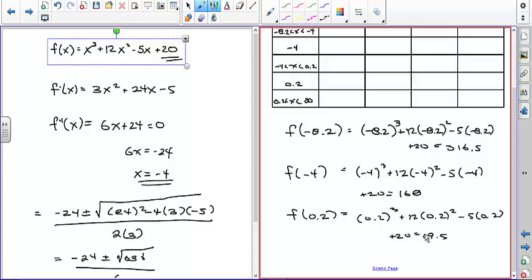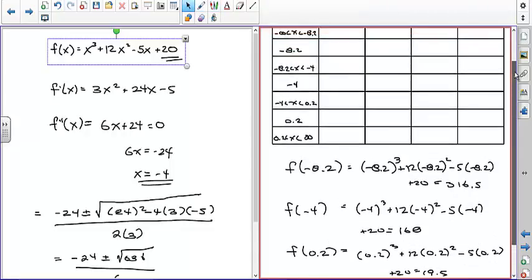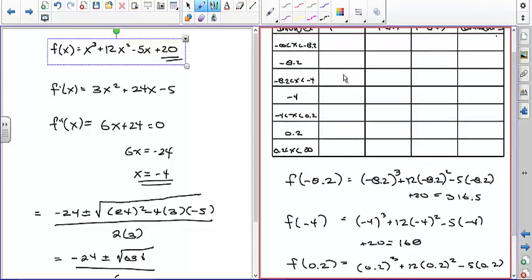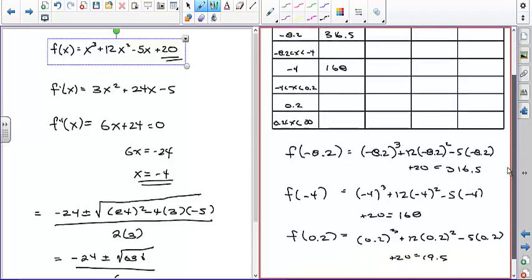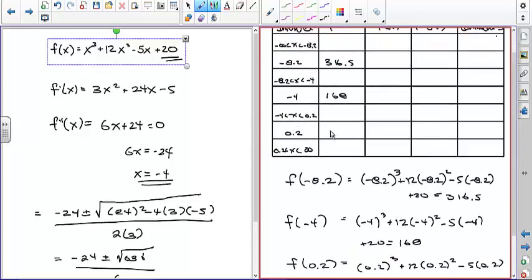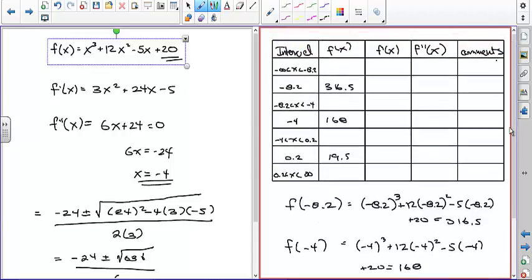So we'll plug those into our table. So we've got 316.5, 168, and 19.5. Which you notice they're all above the x-axis. That's why we didn't end up with very many x-intercepts, because these are all above the x-axis.